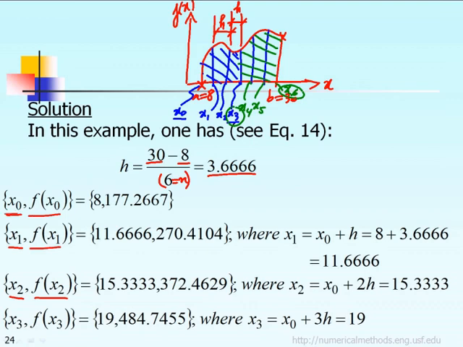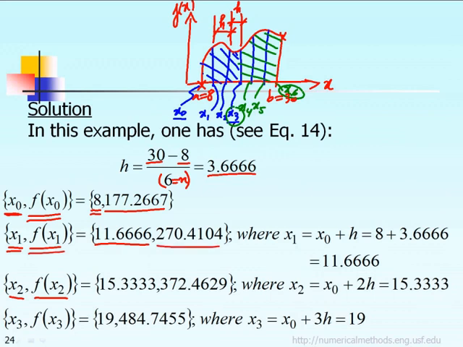Now, obviously, x0, as you can see from the graph I showed you, is equal to 8. So x1 is equal to x0 plus h, which turned out to be 11.66, because 8 plus 3.66 is 11.66. The function at x0 is equal to 177. We can calculate it easily by substituting x equal to 8 in the function given to you. And similarly, the function at x1 is equal to 270.